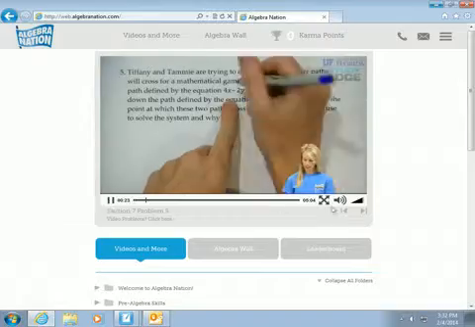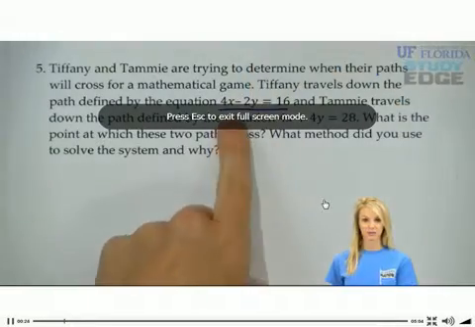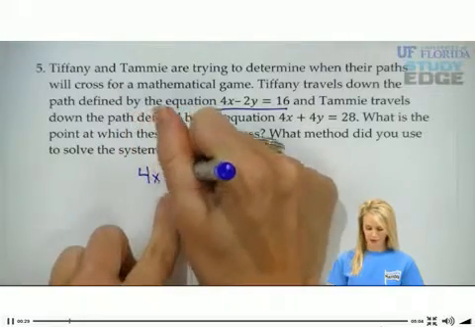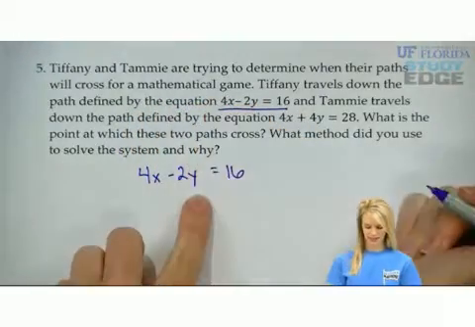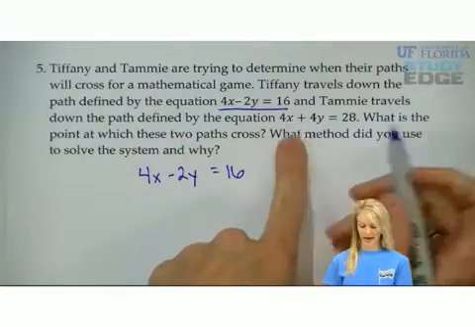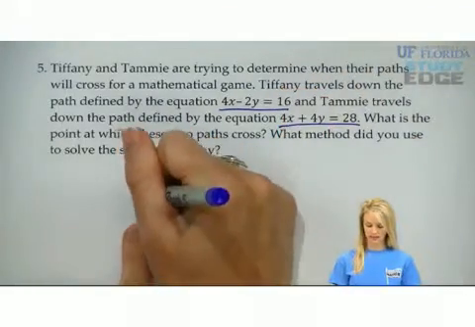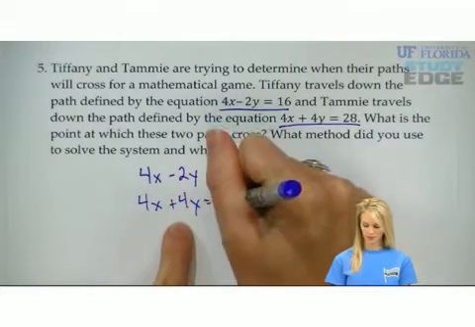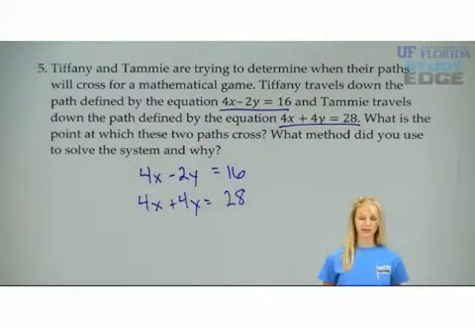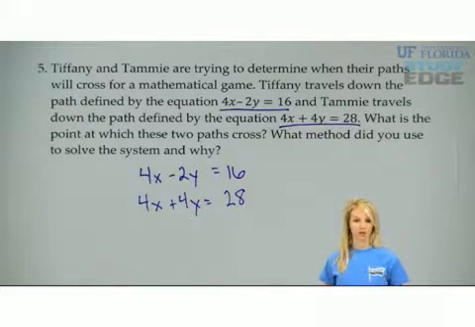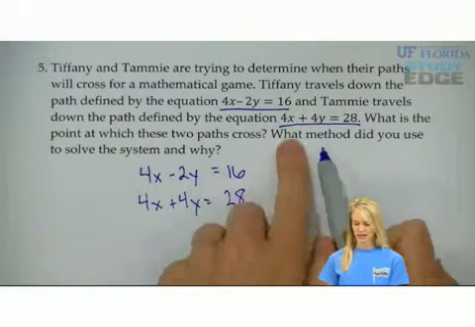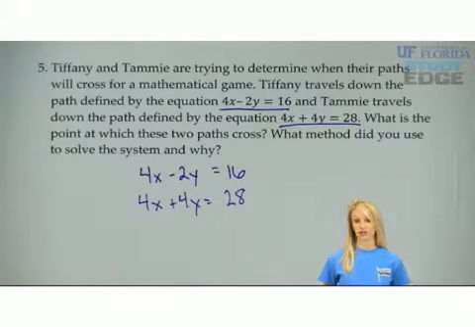Tiffany is going down the path 4x minus 2y equals 16. Tammy's going down the path that's represented by 4x plus 4y equals 28. We want to figure out at what point they cross. What is the value of x and y that they have in common? Now, what method do we use to solve our system and why?